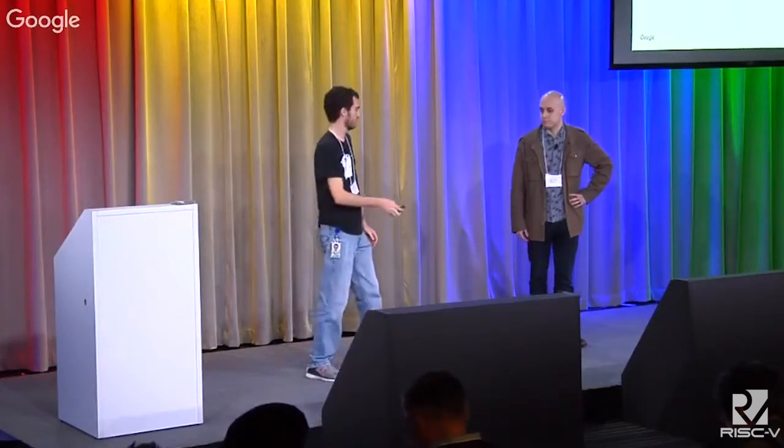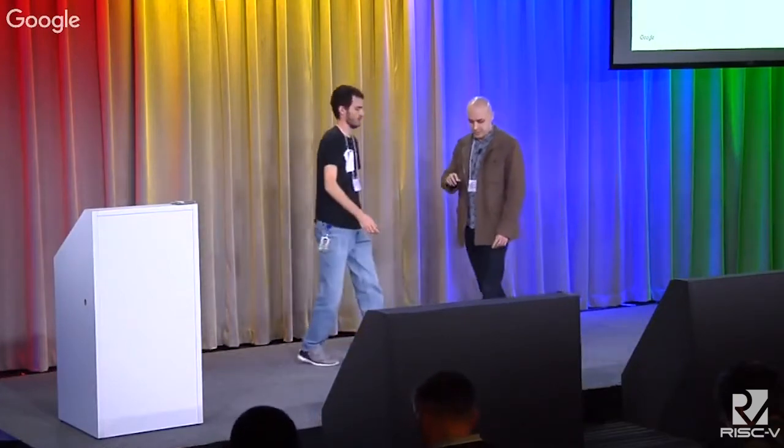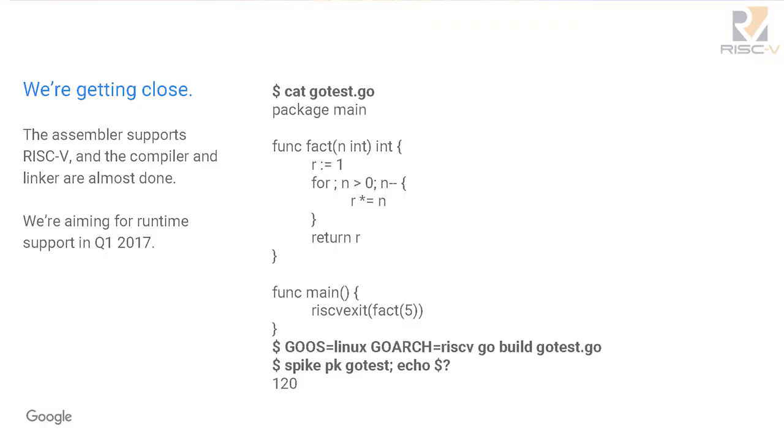So we've been doing this for about a year. We've actually gotten pretty close to having a real working toolchain that you can use to actually compile Go programs. The assembler support is very good. The compiler and the linker are most of the way there. Our big blocker right now is the runtime. Anything that stresses the runtime too heavily just doesn't work yet. This is because the runtime doesn't compile.